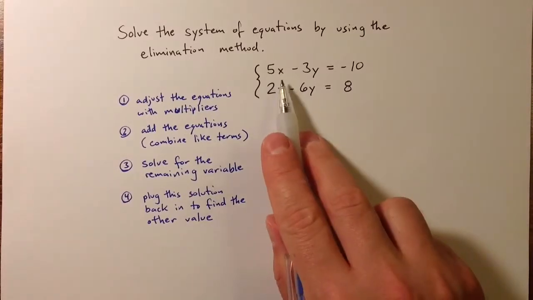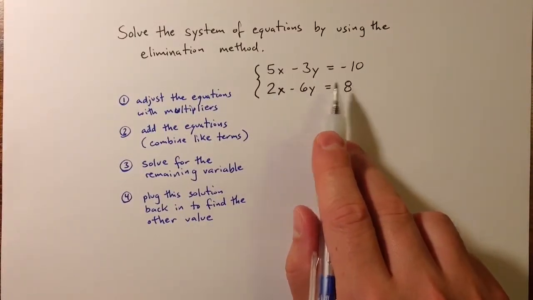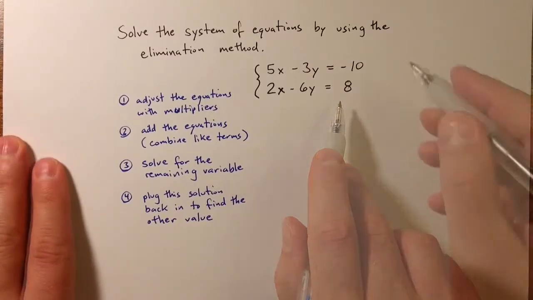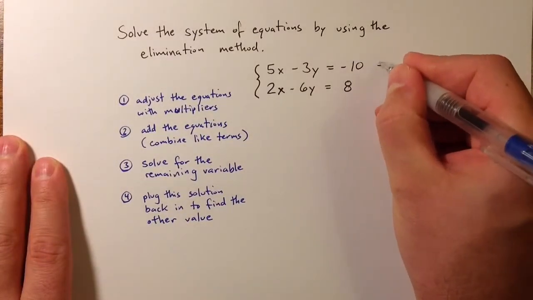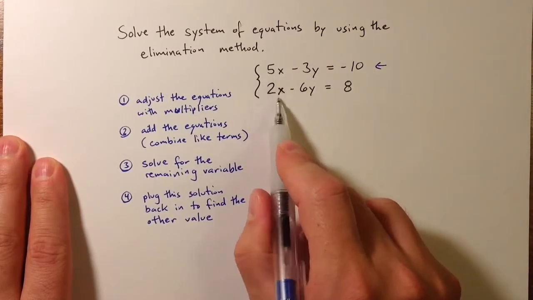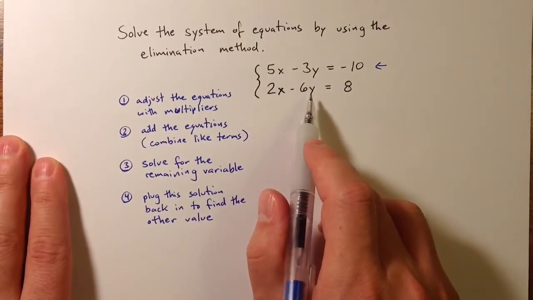So for this system, we have one equation is 5x minus 3y equals negative 10. The other is 2x minus 6y equals 8. Looking at those and thinking about it, we could either set it up to cancel out the x's or the y's. We have a choice. We do need to adjust them a little bit.